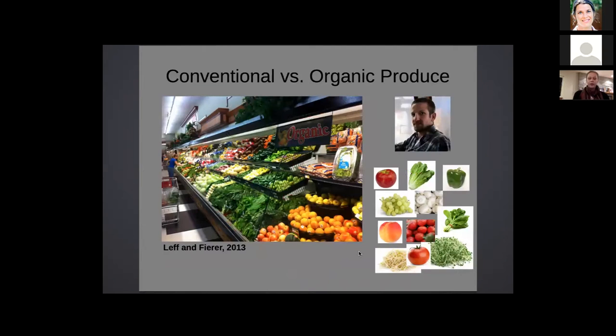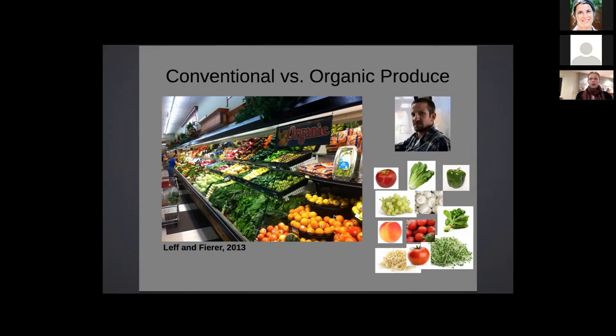So John Leff, another graduate student in our lab, was really interested to know whether organic produce and conventional produce have the same microbial communities or not. And so he went to the grocery store and he got all of these different kinds of things, so mushrooms and some strawberries and lettuce and apples and stuff. And he looked and he was wondering, okay, so are there differences? And it turns out, indeed, yes, there are differences between organic and conventional produce.